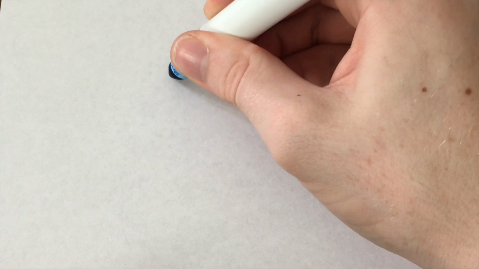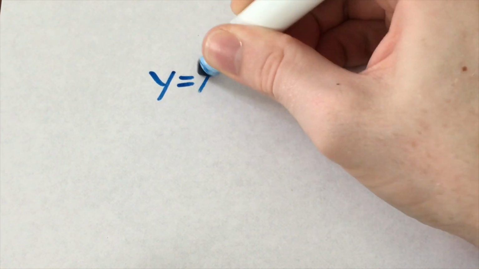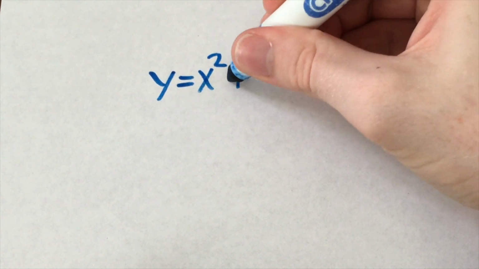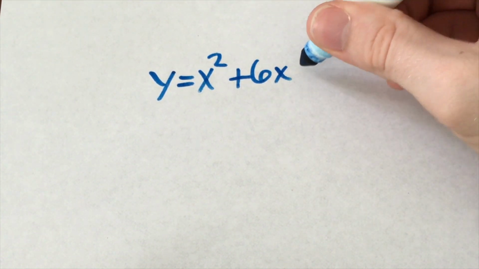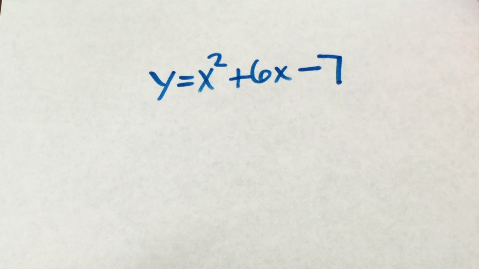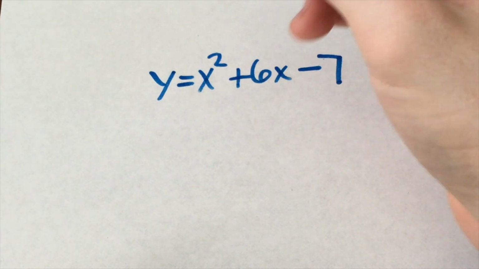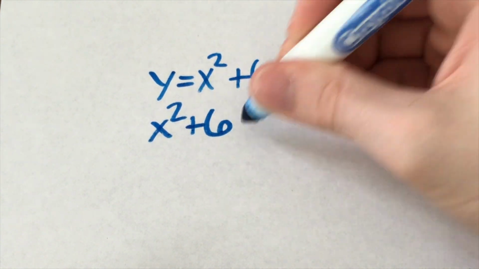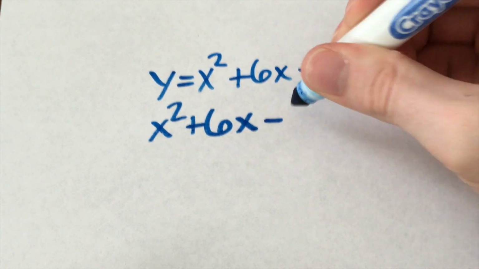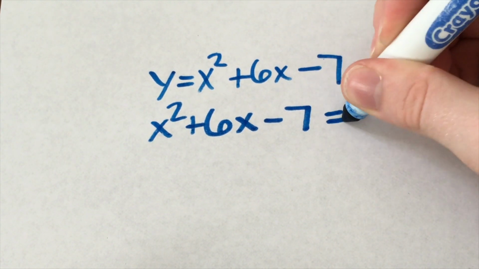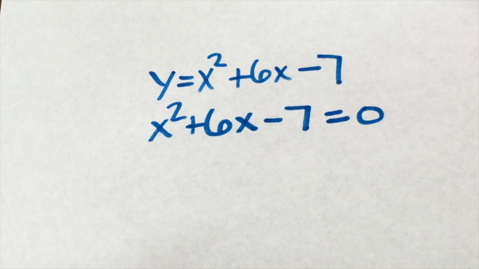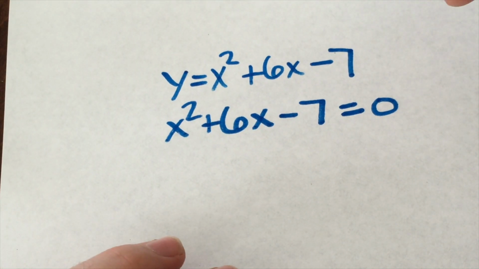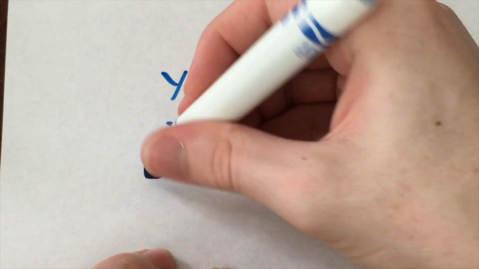Hello, we will be solving to complete the square. First, we're going to be solving y equals x squared plus 6x minus 7. The first step that you're going to need to do is set that equation equal to 0, getting rid of the y. The reason we set it equal to 0 is because we're looking for x-intercepts.